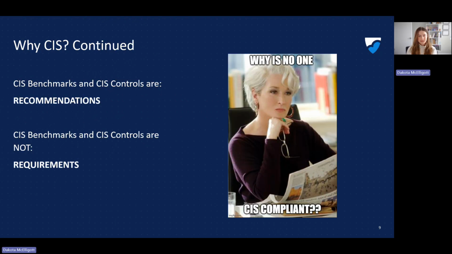So, why CIS, continued? This is an important point that often gets misunderstood. CIS benchmarks and CIS controls are recommendations. They represent a strong, community-validated baseline for security, but they are not mandated requirements. No organization is expected to hit 100% across every control or benchmark item, and honestly, most environments shouldn't.